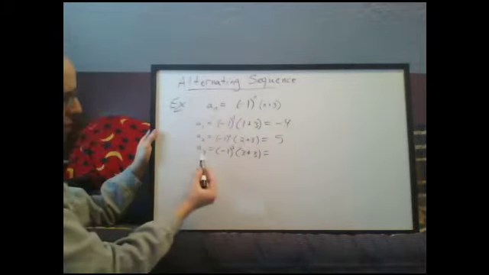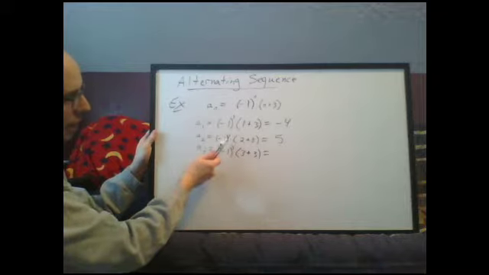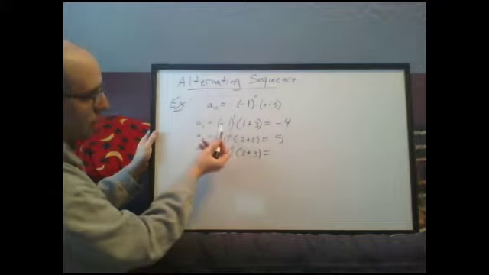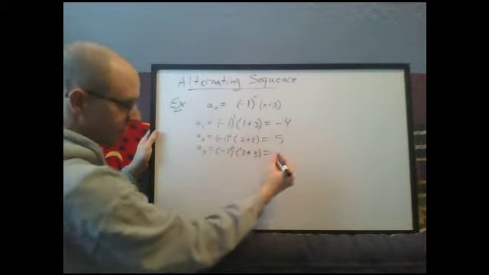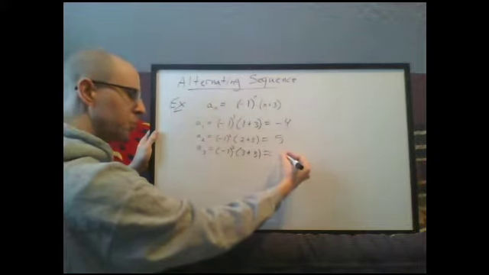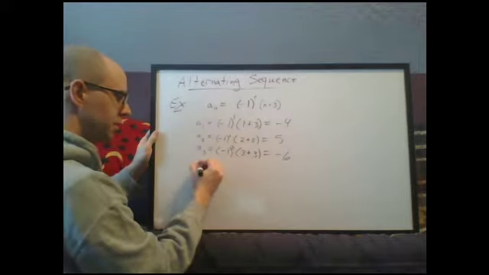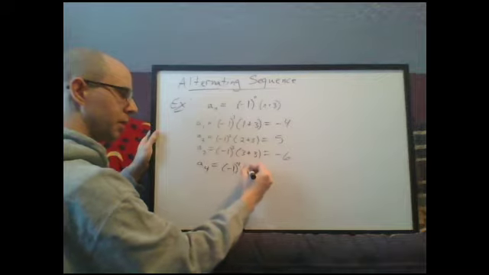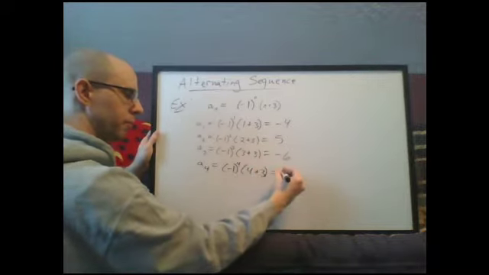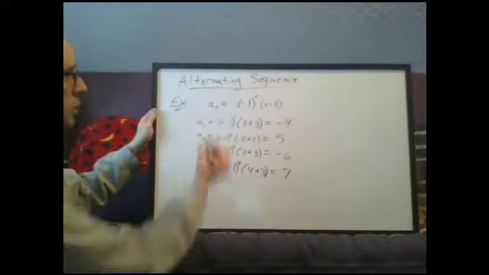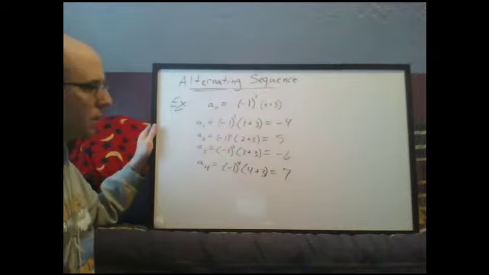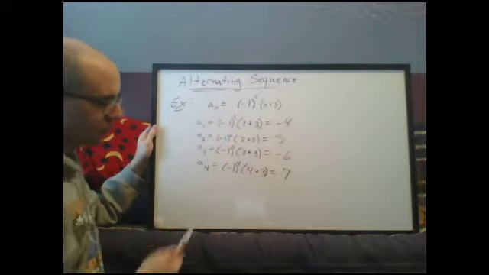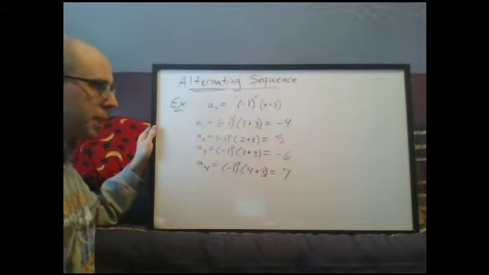And so what happens is every time we increase n, the power on this -1 goes up by 1. So it'll alternate between a minus sign and a positive sign. So this one would be -6. A4, -1 to the 4th, 4 plus 3 will give +7. And so the alternating part of this terminology means the sign of our terms alternates between positive and negative.